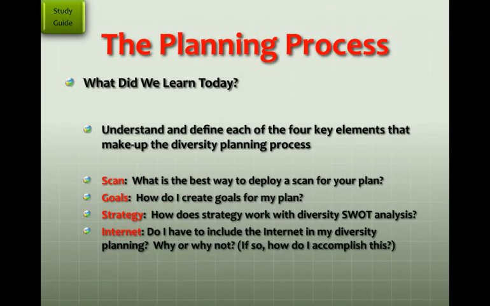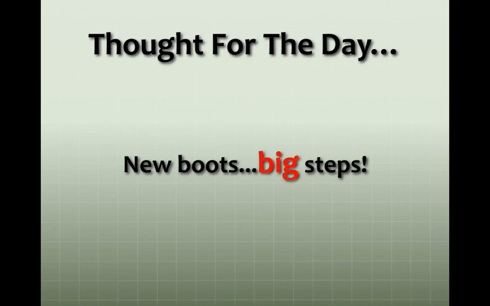So what did we learn today? Well, we learned a little bit about SCAN, and we need to think in terms of how can a SCAN help us build our diversity plan. We learned about goals. How can the creation of goals help direct us to implement our diversity plan? We learned a little bit more about strategy. And so how strategy is derived from the SWOT and then ultimately the SWOT analysis. And then we learned a little bit about the internet. And so we should start to ask ourselves, how do we infuse or include the internet into our diversity planning? And if so, how do we get this accomplished? How do we make that work for us?